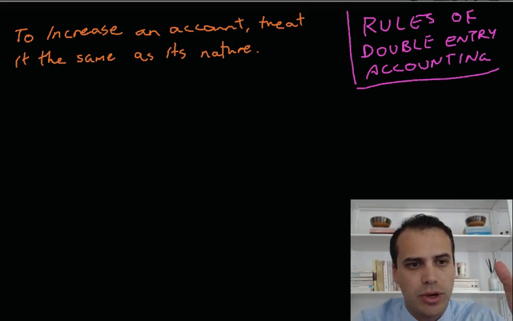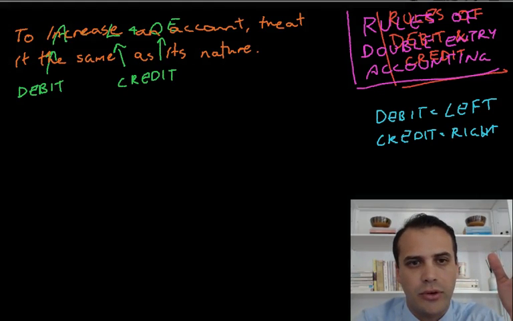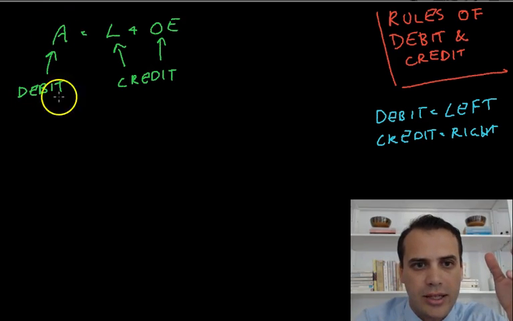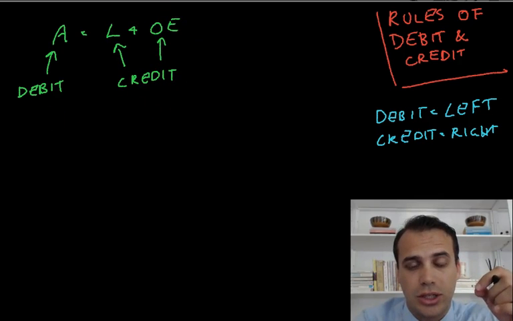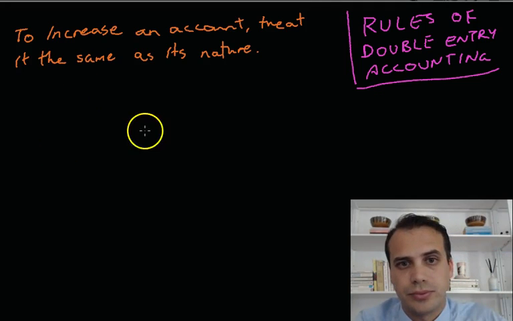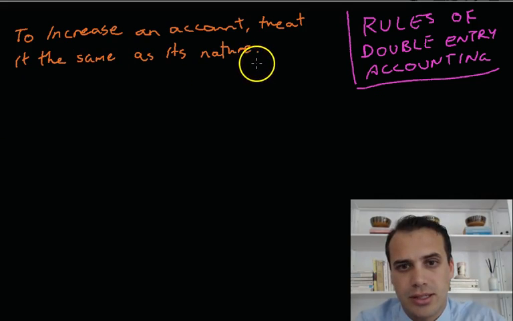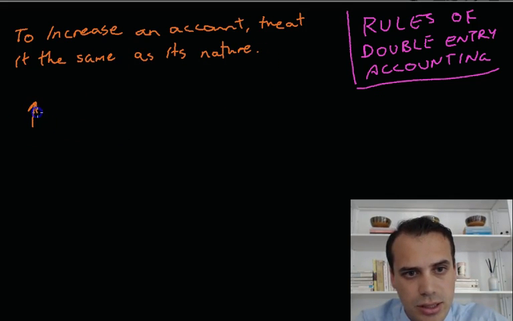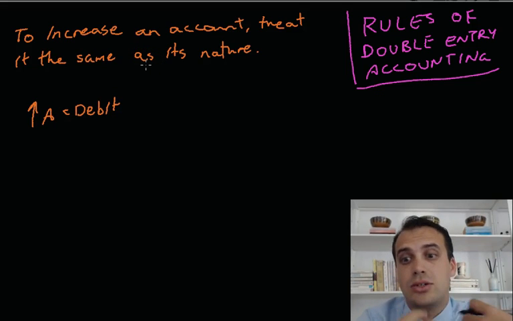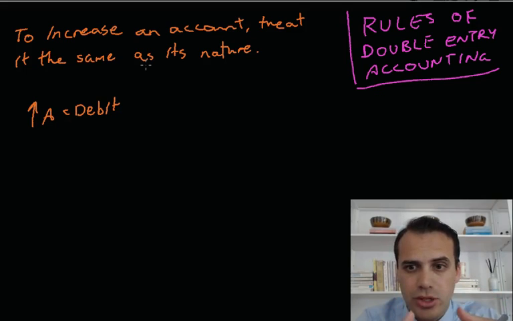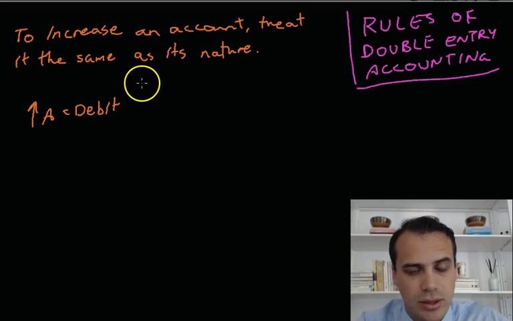Now, I've already told you in a previous video that assets are debit in nature and liabilities and owner's equities are credits in nature. Okay? So, to increase an account, treat it the same as its nature. So that means to increase an asset, you have to debit it. So let's say you get some money that comes into your business's bank account. To increase your bank account, you have to debit that bank account. Okay, there's a rule.